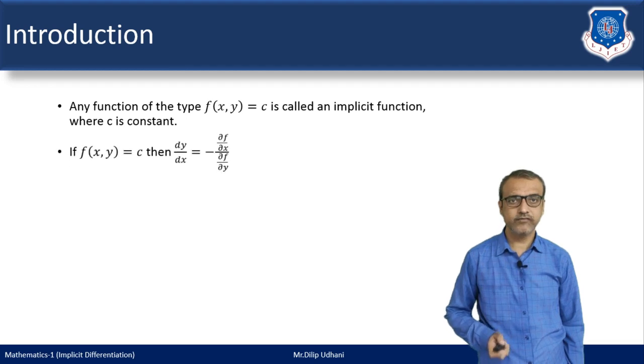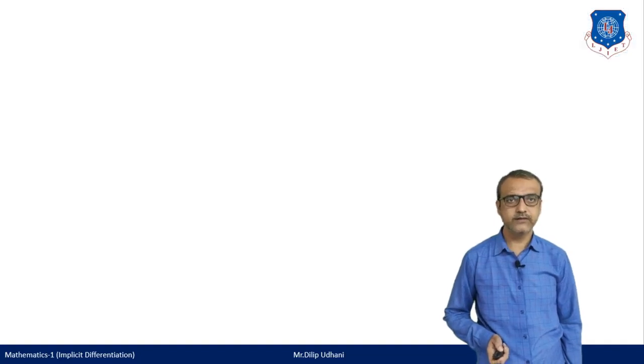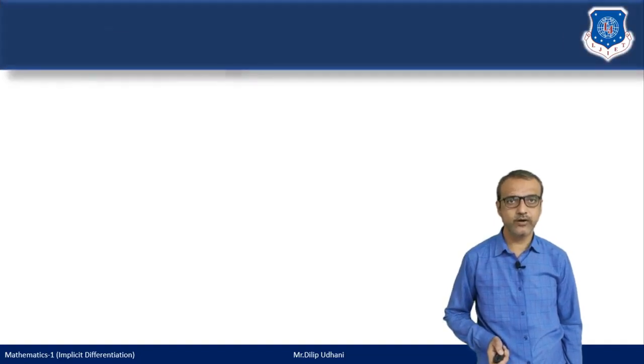So if f(x, y) equals c is given to you, then dy by dx equals minus del f by del x upon del f by del y. This is the formula with the help of which we can find the derivative of an implicit function using partial derivatives. Now we will see examples related to this topic.